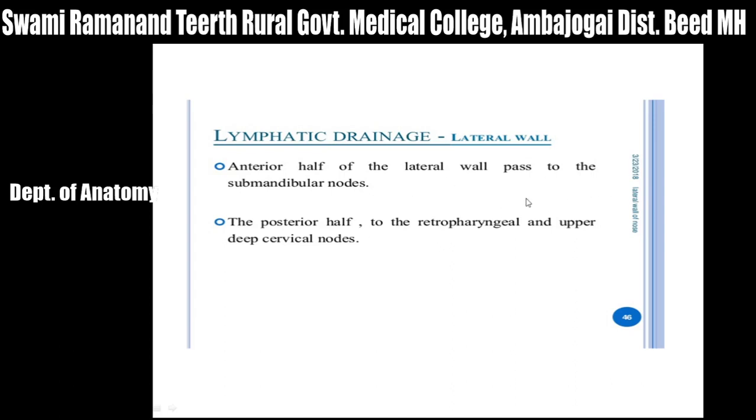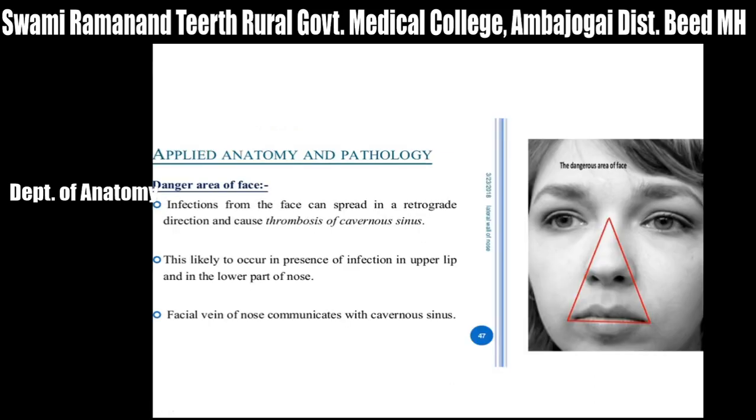Then next is the lymphatic drainage. The anterior half of the lateral wall of the nose drains into the submandibular nodes and the posterior half into the retropharyngeal as well as upper deep cervical group of lymph nodes. Lastly, in each question of anatomy, you have to write about the applied anatomy, so here also you have to write the applied anatomy of the nose.